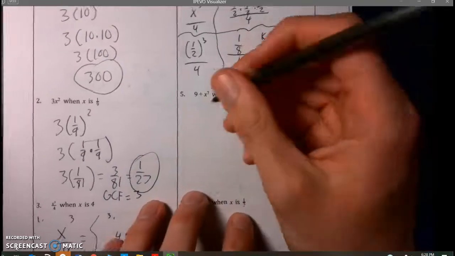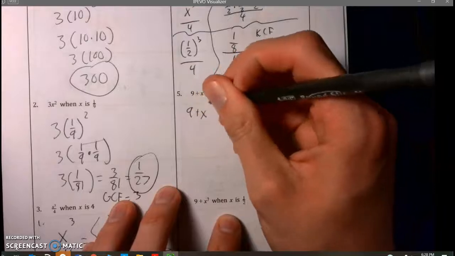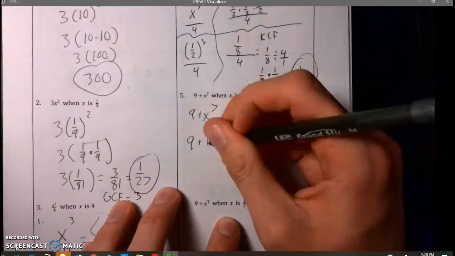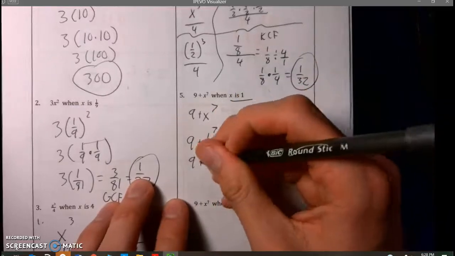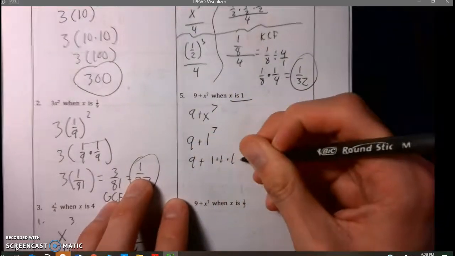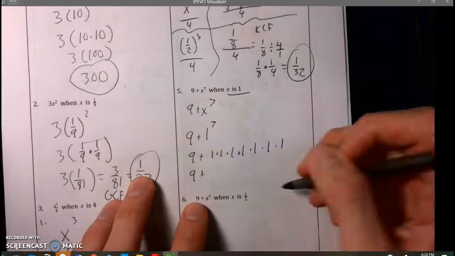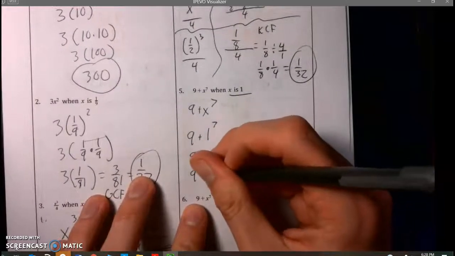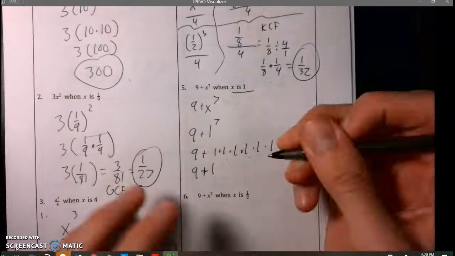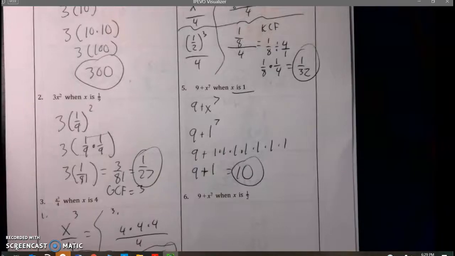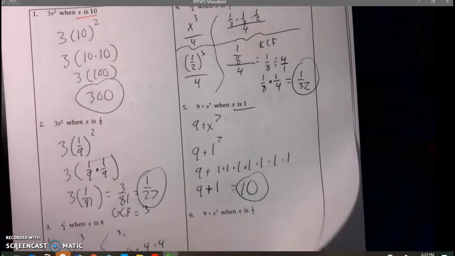All right, next one, 9 plus x to the 7th. I'm going to replace or substitute x in for my value of 1. So if you wanted to write this in expanded form, that's 7 ones. Well, guess what? 1 times itself a trillion times, or 7 times, is always going to be 1. My answer is 10, right? 1 to the 7th power is 1. 1 to the millionth power is 1. Any repeated multiplication of 1s, you can multiply 1 times itself over and over again. That's all you're going to get.